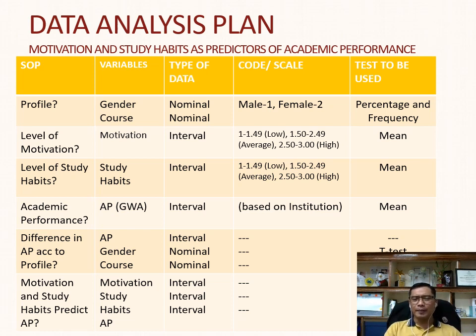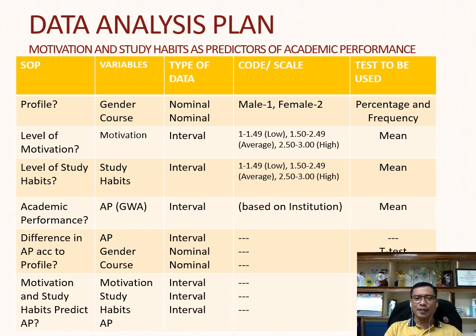If it's nominal, if this is just gender, then it's really up to you whether you would assign male as one or female as one, and so on. It's just a matter of assigning. This is coding so that you would know what test to be used. For both gender and course, you would only be using frequency and percentage. Since here you have interval data and the responses would range from this, what you would be getting are mean, same with the level of study habits, mean, same with the GWA, this would be mean.